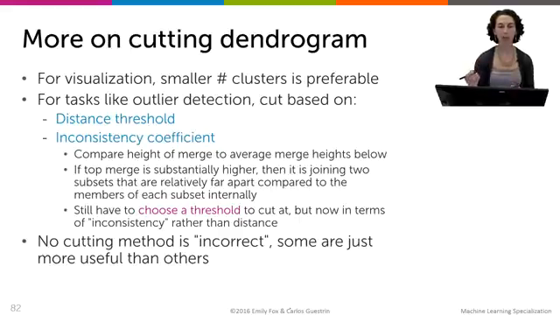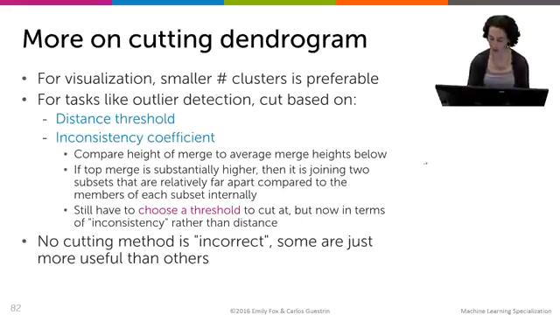Or you could do even fancier things, like something called the inconsistency coefficient, where what you do is you compare the height of any given merge to the average height of merges below that point. Then if that height is much higher than the average heights of merges below, what it indicates is that that particular merge is merging clusters that are very far apart relative to what the merges were below that point. So that might be a reason to cut the dendrogram and keep those clusters as separate clusters.